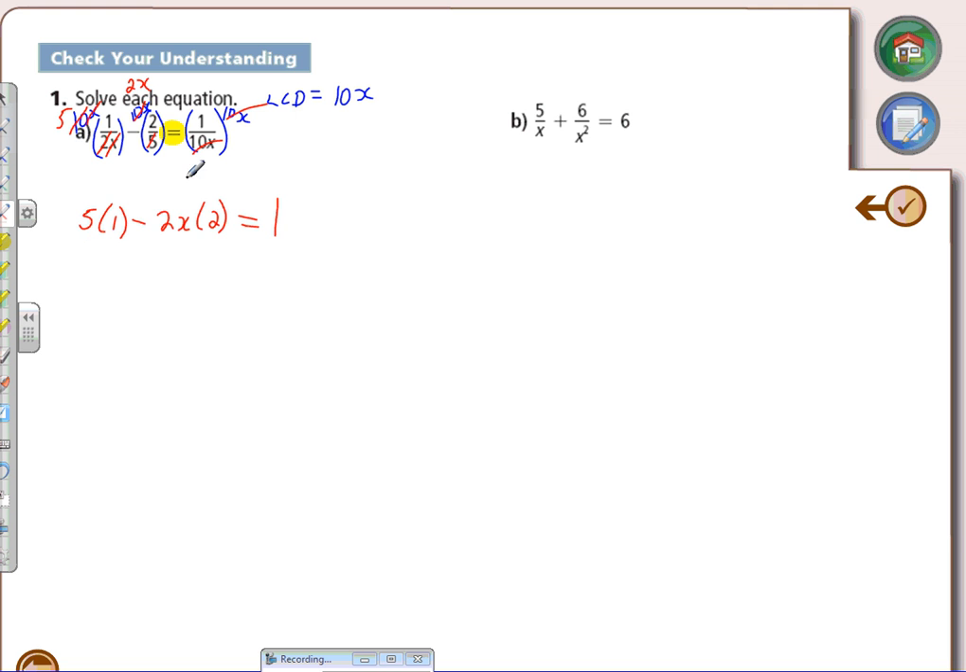This here you could do in your head. You could multiply that and then write it down here underneath. That's fine. 5 minus 4x equals 1, as long as you've got this step written down. And let's just solve for the x.